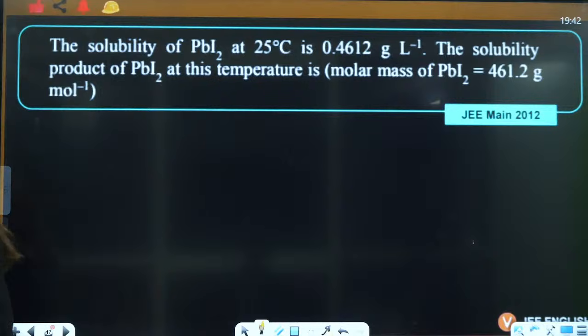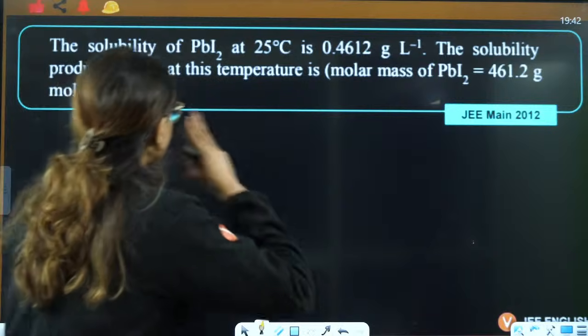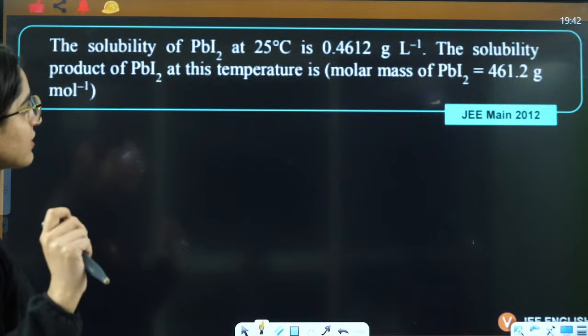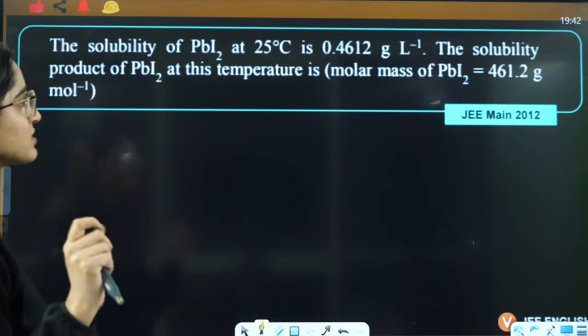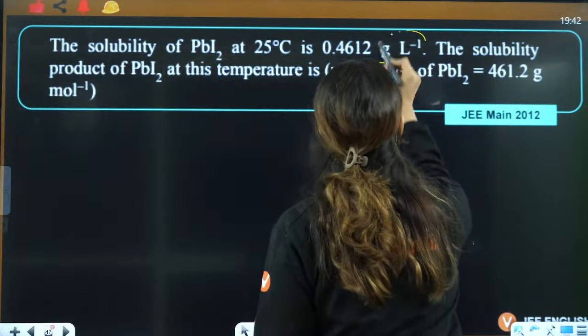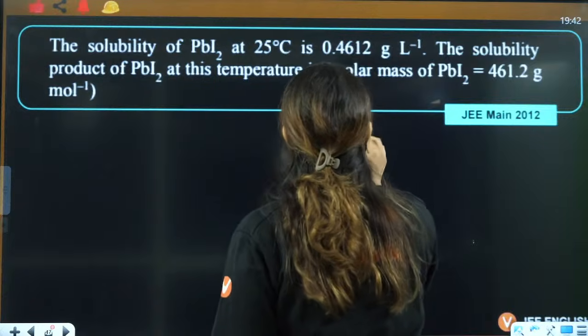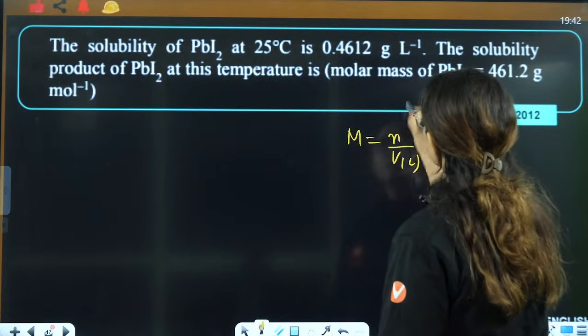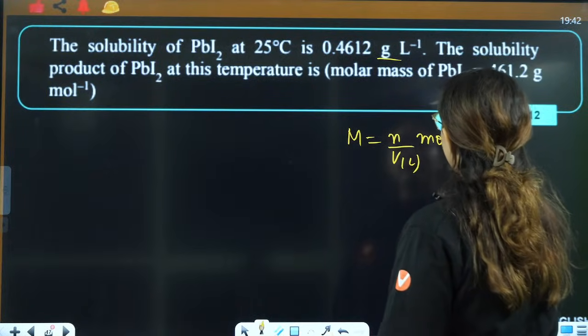Let's see if you can answer this or not. The solubility of PbI2 at 25 degrees Celsius is 0.4612. Remember one thing, this is gram per liter. And molarity is nothing but number of moles by volume. So molarity is mole per liter.